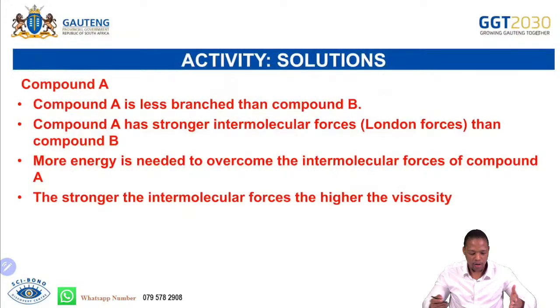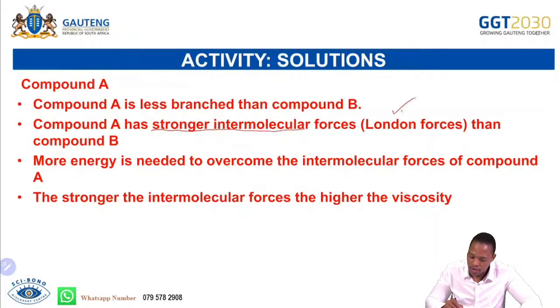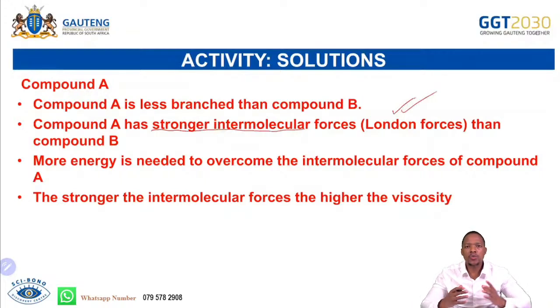As I have been saying, compound A is less branched than compound B. It's true. We've seen that compound A has stronger intermolecular forces. If it's less branched, it means its intermolecular forces are what? Stronger. And those intermolecular forces are London forces than compound B. That means more energy is needed to overcome the intermolecular forces of compound A. Okay? And the stronger the intermolecular forces, the higher the viscosity. So I'm showing you, you can answer this question whether it's asked in terms of boiling point, melting point, viscosity, even if it's asked in terms of what? Vapor pressure. You should be able to answer this question very, very easily.